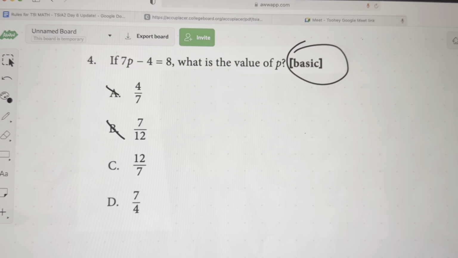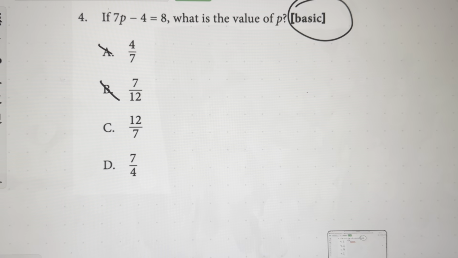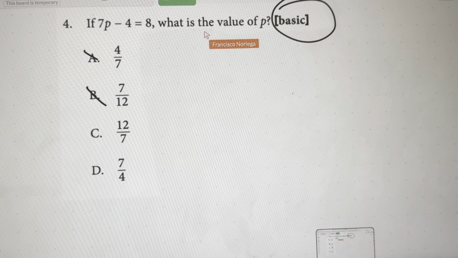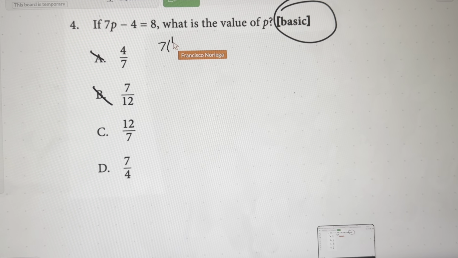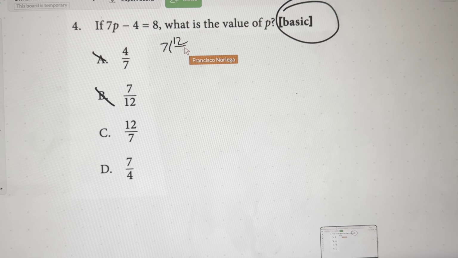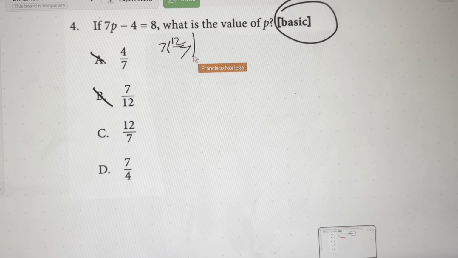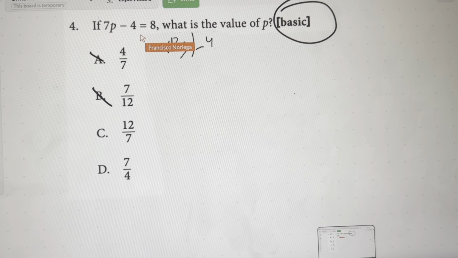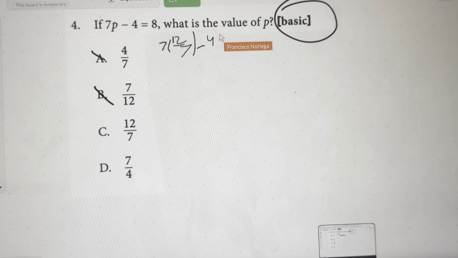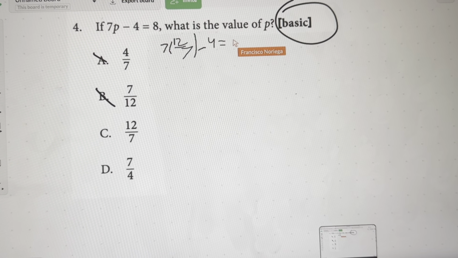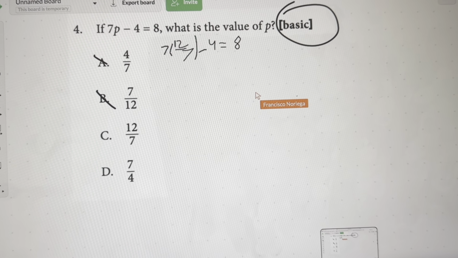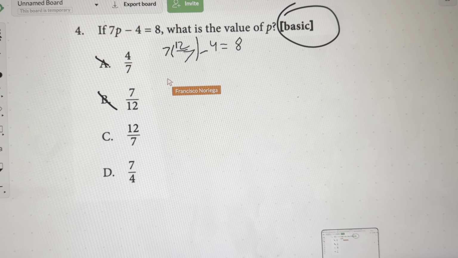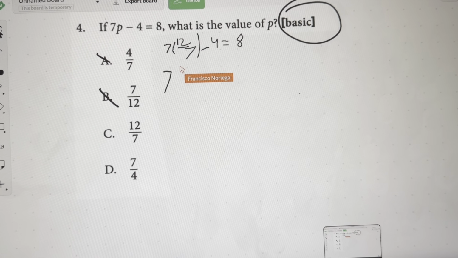Let me plug that in. 7 times 12 by 7 is equal to 8. Looking good, looking good. Now, 7 by 1.